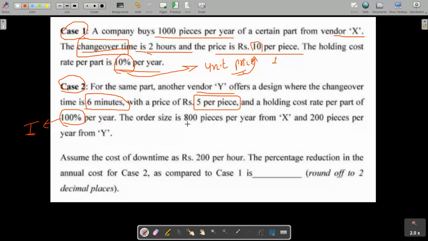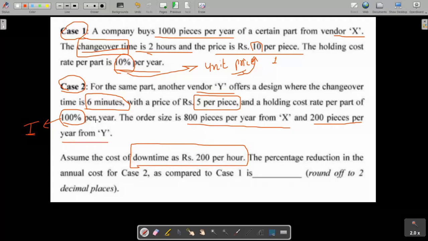And the order size is 800 pieces from X and 200 pieces from Y. That means in the first case 1000 pieces from a single supplier, and here 800 pieces from X and 200 pieces from Y. Now assume the cost of downtime is 200 rupees per hour. This is the same for both cases. We need the percentage reduction in the annual cost for case 2 as compared to case 1. So we have to find how much cost we can save.